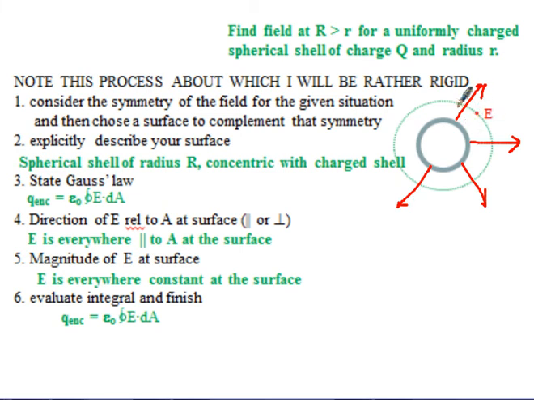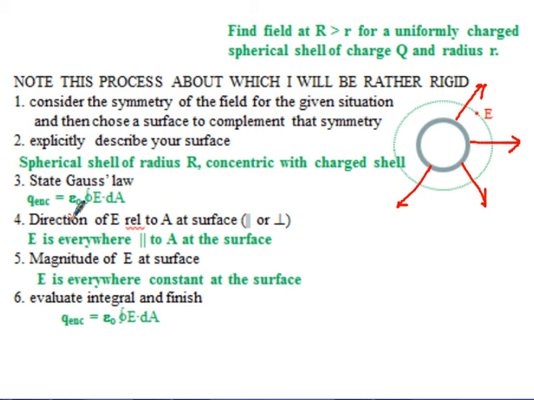And so I choose a surface, and explicitly describe your Gaussian surface. This may take a little effort to describe, and I expect you to expend that effort. So here is a typical description. My Gaussian surface is a spherical shell of radius capital R, concentric with the charged shell. So much to write, and that is what I expect of you. Then I would expect you next to state Gauss's law. Boom.